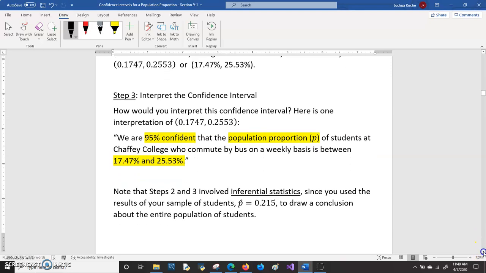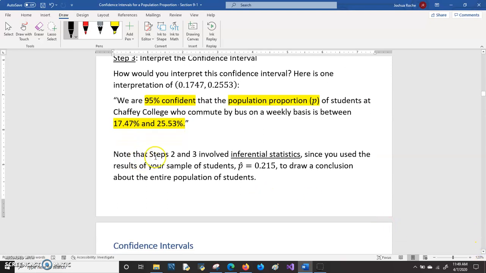One last note before moving on to the next topic is that steps 2 and 3 of this problem both involved inferential statistics, because in these steps you were using the results of your sample. The result was this p hat. You calculated a margin of error, and you used that to draw a conclusion about the entire population of students. All right, in the next video, we'll take a look at confidence intervals more generally.